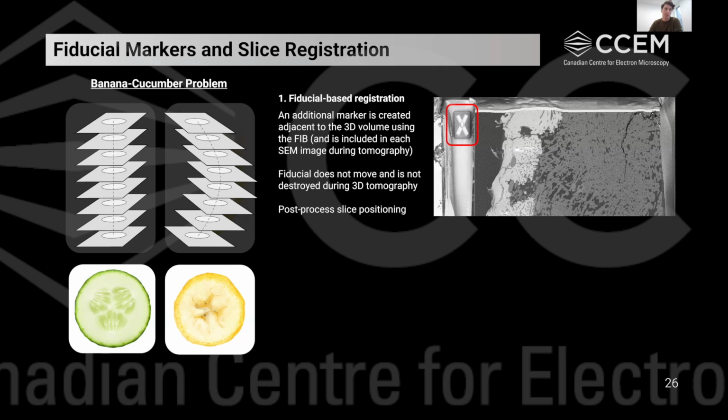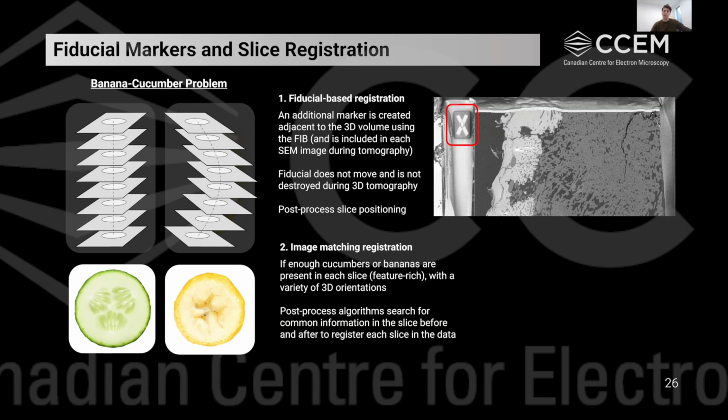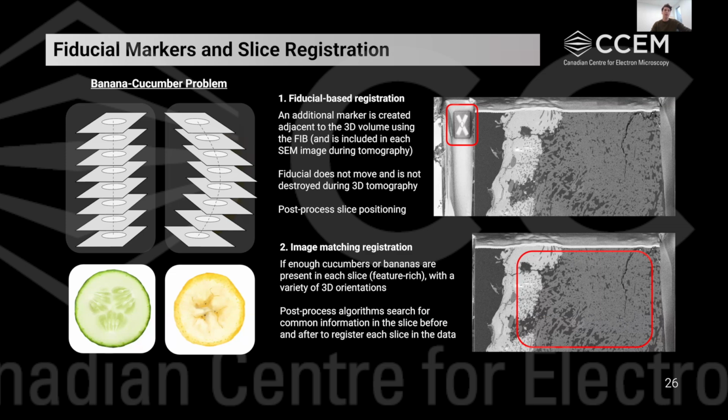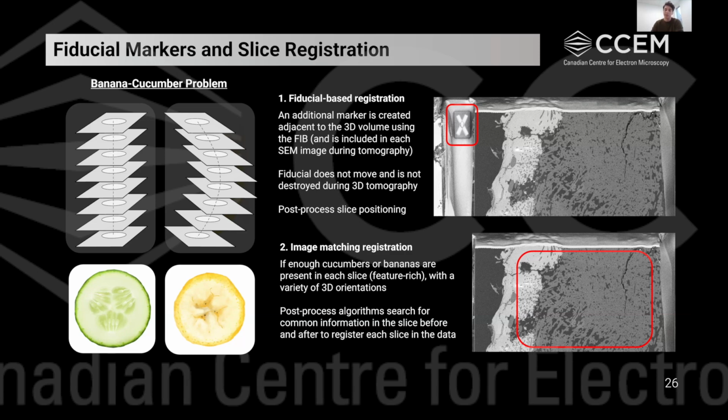And this can be done as a post-process slice positioning algorithm, but we can also have steps that help with this in the microscope as well. Or the second thing we can do is that if our imaging plane has enough cucumbers or enough bananas present in the slice, it's feature rich, and these are oriented with a variety of 3D orientations, we can actually extract information from the image itself that we can use to do real-time registration in the microscope, as well as applying algorithms to refine this in post-processing.